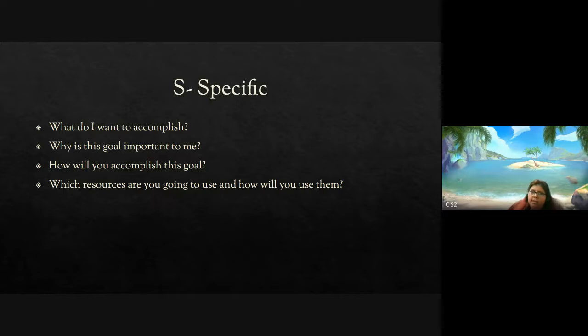You're then going to ask yourself, why is it important to you? Think of how you're going to accomplish this goal, what resources you are going to use, and how you're going to use them. Here's one. If you're wanting to lose weight, because that's the always go-to one, ask yourself, how much do you want to lose and why? Every year it's like, I'm going to lose weight, but I don't have a specific weight that I want to lose or why I want to lose it. But if you do, you're going to ask yourself how you are going to accomplish this and what resources you are going to use.